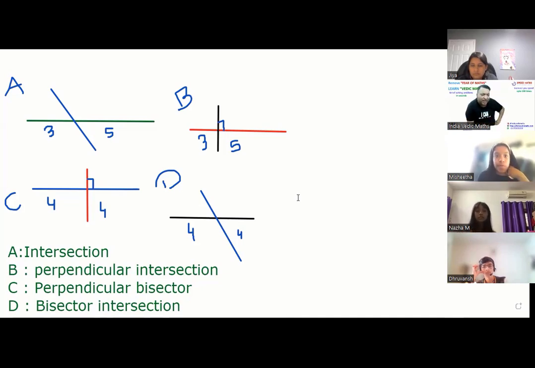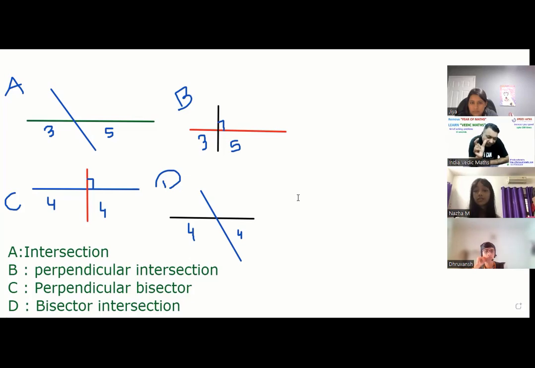Naja, what is the difference between B and C? Sir, in B, it is not bisected, not equal. It is just intersection. In C, it is bisector, but in B, it's intersection. So see, B and C both are intersection, but what is the difference? The difference is in C it is bisection, correct? Yes, sir. Correct. In B it is just the intersection, but both are perpendicular.